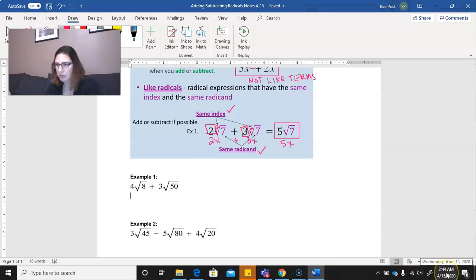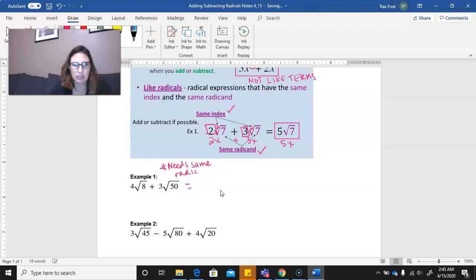Here's our first one, example 1. It just has 2 terms. We have 4 times the square root of 8 plus 3 times the square root of 50. They are both square roots. They both have the same index. But they do not have the same radicand. One of them has an 8 and one of them has a 50. So what we're going to have to do is get them to have the same radicand. You can make a note if you need to: needs same radicand, which is your number underneath the symbol.